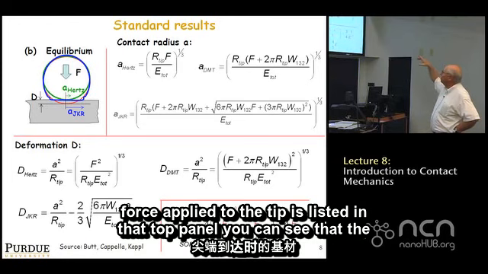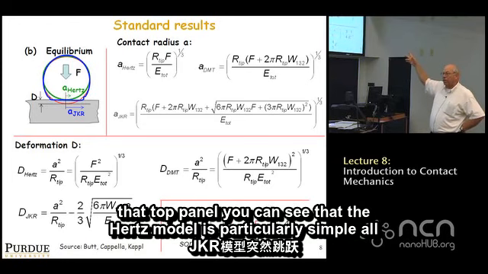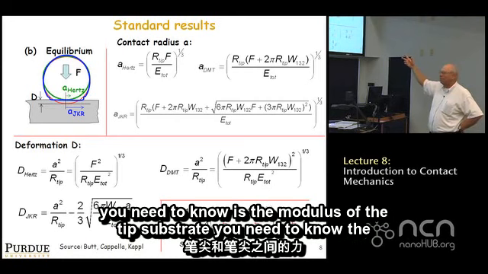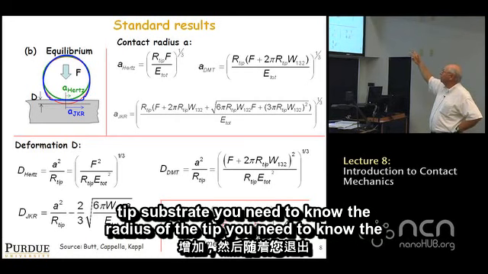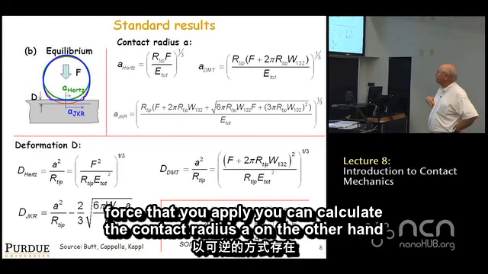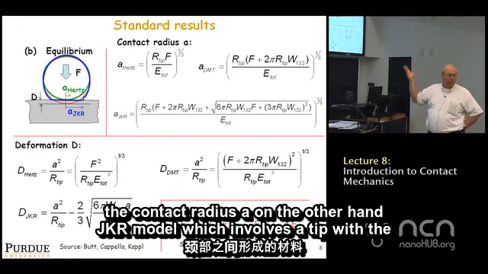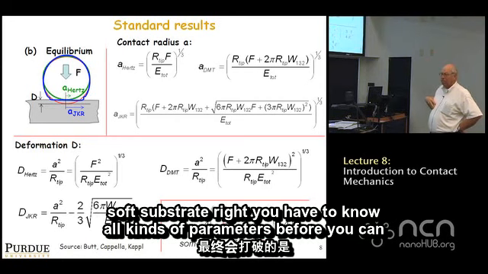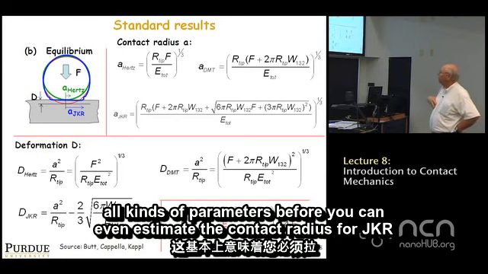You can see that the Hertz model is particularly simple. All you need to know is the modulus of the tip substrate. You need to know the radius of the tip. You need to know the force that you apply. You can calculate the contact radius A. On the other hand, the JKR model, which involves a tip with a soft substrate, right? You have to know all kinds of parameters before you can even estimate the contact radius for JKR.